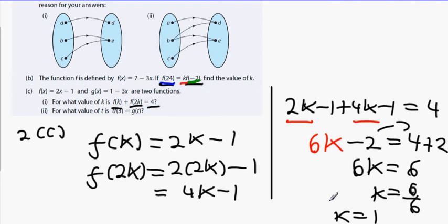Right, is it part 2 that's the problem? Part 2, right? You'll actually find part 2 should be no bother to you as well.